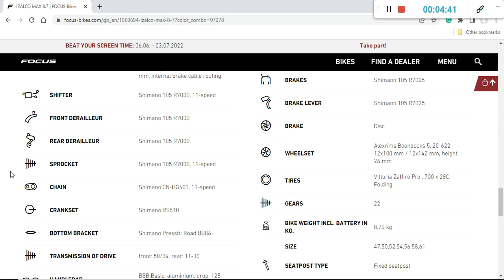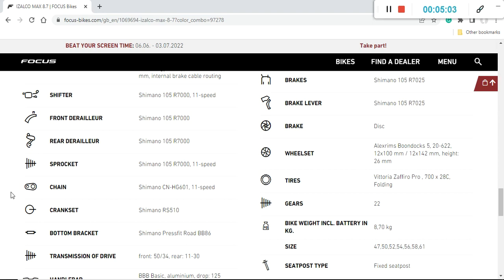So RS510 is just one level below the Shimano 105 groupset, so they saved a bit of money here, but make no mistake, this crankset is perfectly fine, this RS510, and also it has 50-34 chainrings. So you have a very nice wide range of gears, from 50-34 chainrings all the way to the 11-30 cassette.